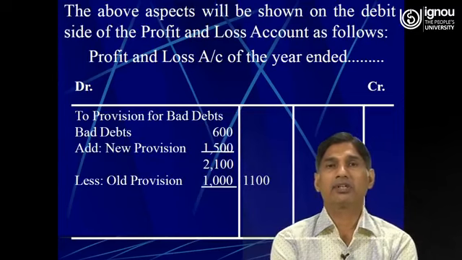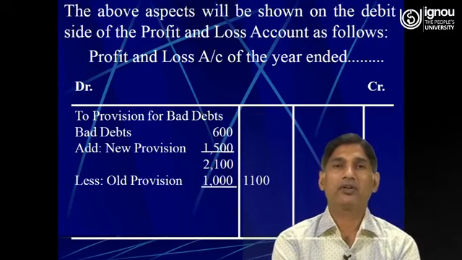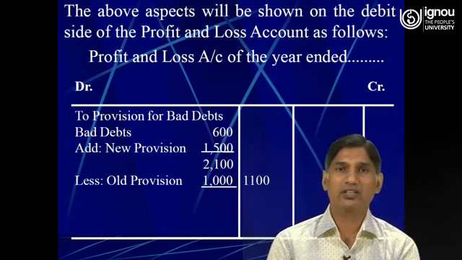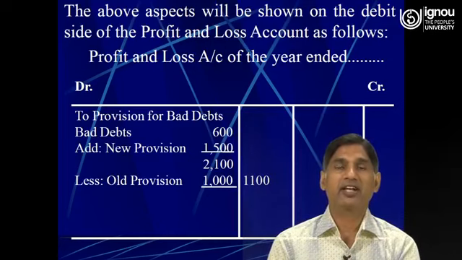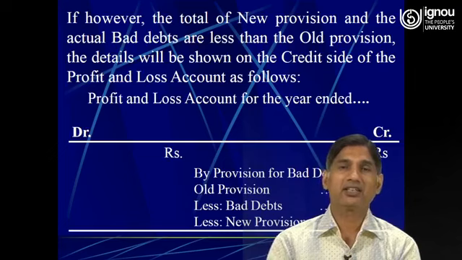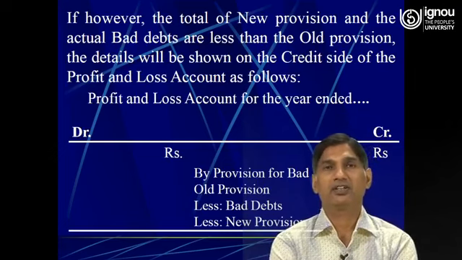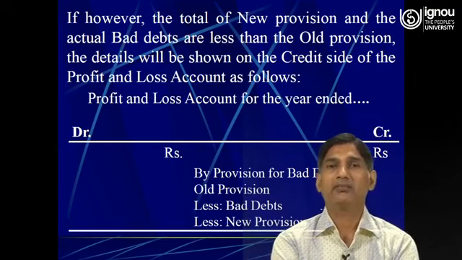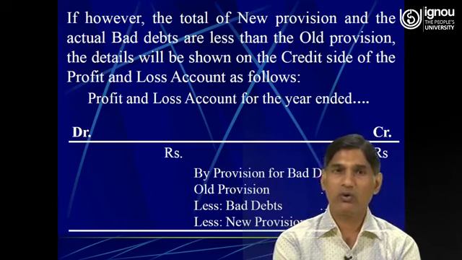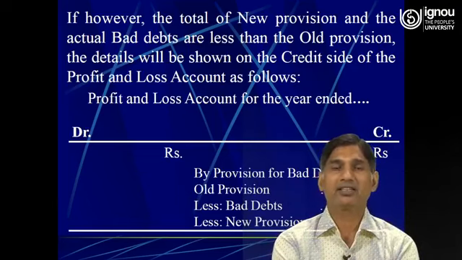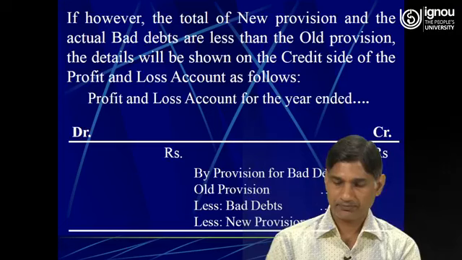The above aspects will be shown in the debit side of the profit and loss account, it is 1100, and as far as the balance sheet is concerned, here it will be shown like this: by provision for bad debts, old provision, less bad debts, less new provision.